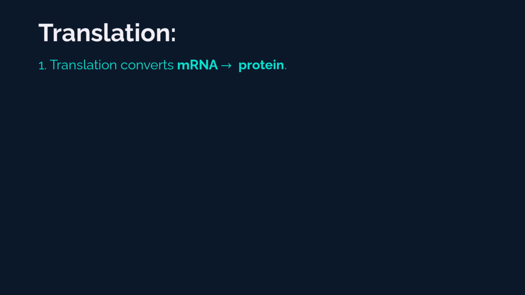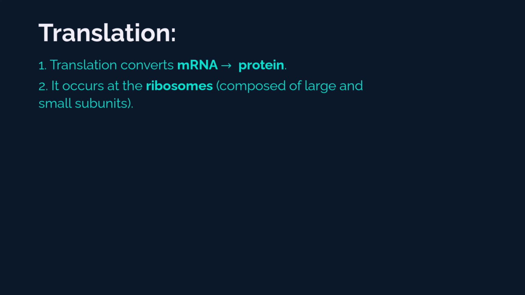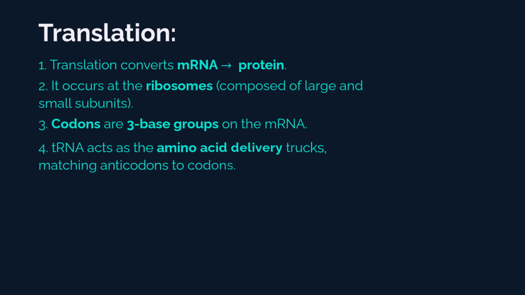Translation converts mRNA to protein. It occurs at the ribosomes. They are composed of large and small subunits. Codons are 3 base groups on the mRNA. tRNA acts as the amino acid delivery trucks, matching anticodons to codons.